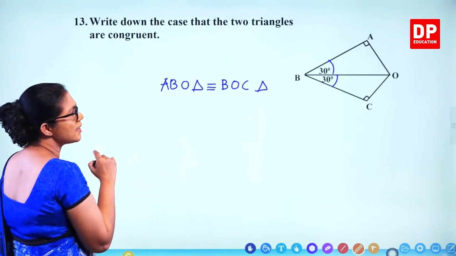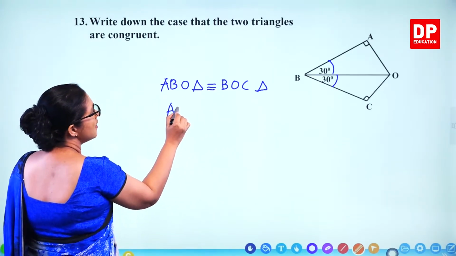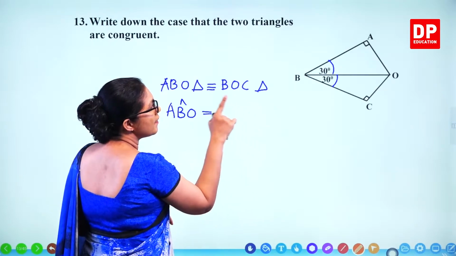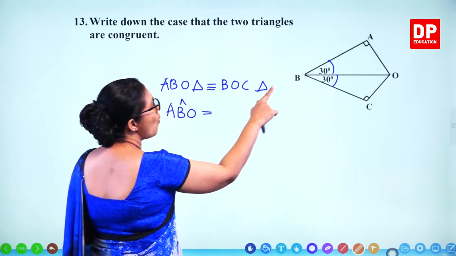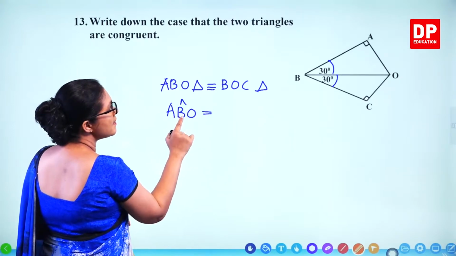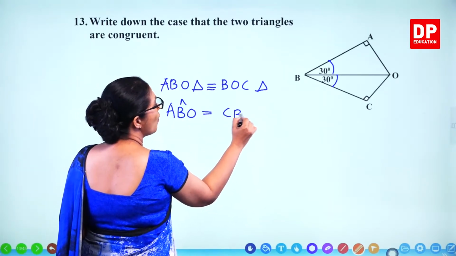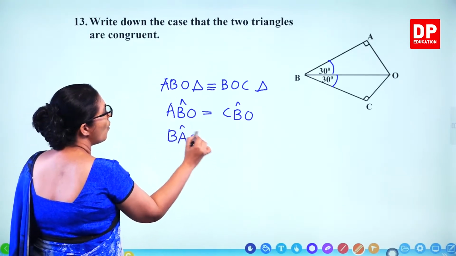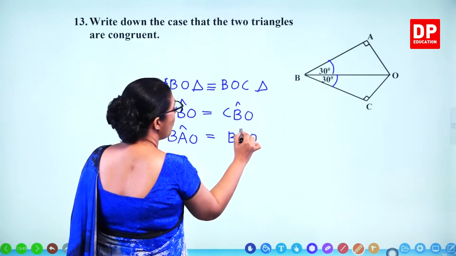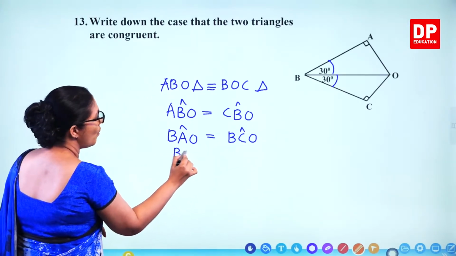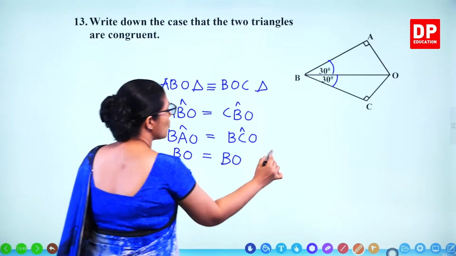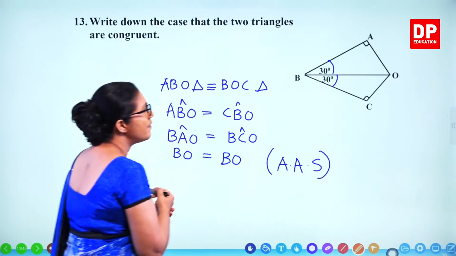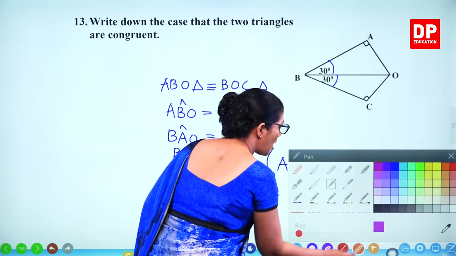Both are congruent. Here you don't need to write this down, but I want to show you what the equal ones are. Angle ABO is equal to angle CBO. That's 30. Then angle BAO is equal to angle BCO. That's 90 degrees and BO is common. So side, angle, angle, angle, angle, side. That's the reason. So you get 2 marks there.